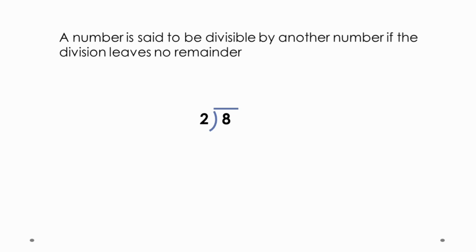Dividing 8 by 2 should not be difficult. As you can see, 8 gets divided by 2 completely and leaves no remainder. So we can say that 8 is divisible by 2. The number being small, it was very easy to find out the divisibility of 8 by 2.